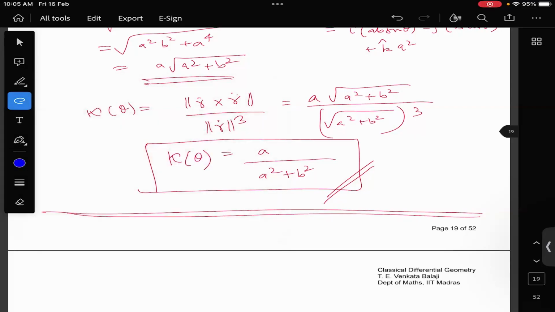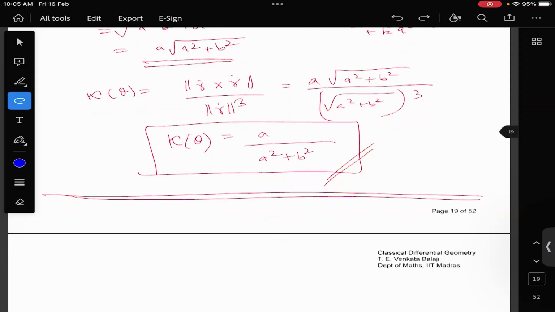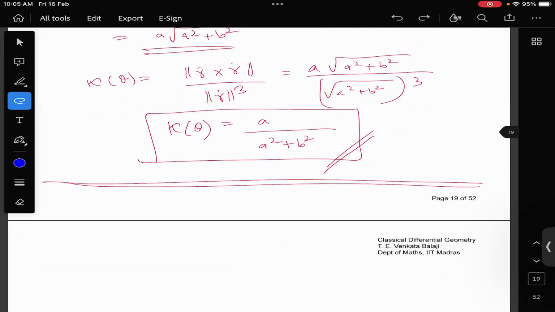So to begin with, let us recall this business of the so-called signed normal and signed curvature. Okay, look at that idea. So let me write this idea, the idea of signed normal and signed curvature.